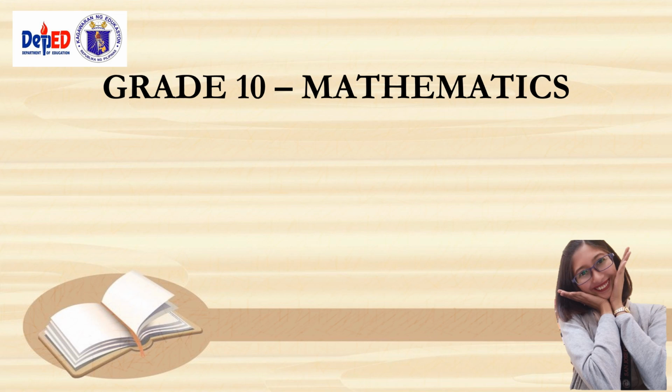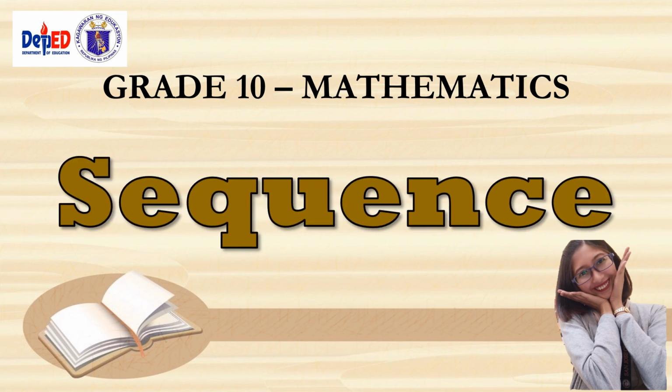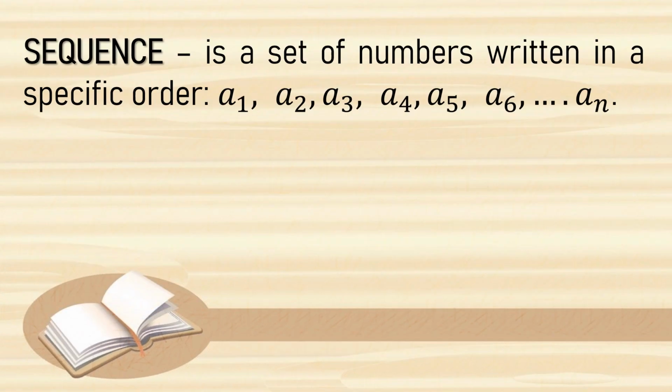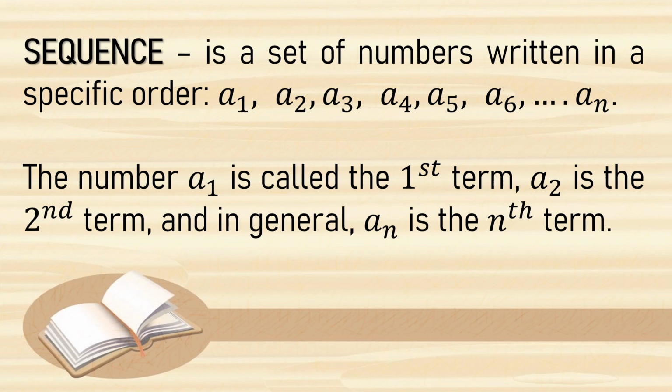In this video for grade 10 mathematics, we will talk about the sequence. So what is a sequence? A sequence is a set of numbers written in a specific order. For example, a sub 1, a sub 2, a sub 3, a sub 4, a sub 5, a sub 6, and so on up to a sub n, wherein n stands for the number of terms. The number a sub 1 is called the first term, a sub 2 is the second term, and in general, a sub n is the nth term.